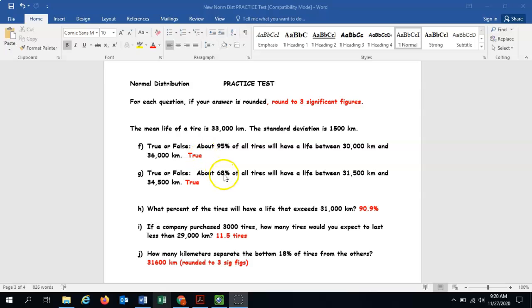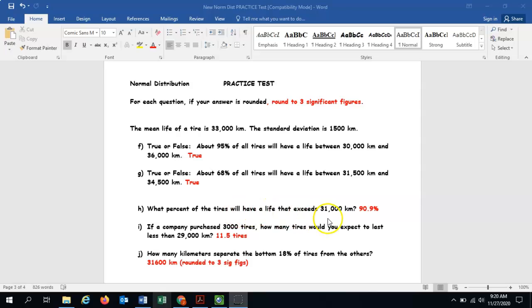So one of the rules was that 95% would be within 2 standard deviations of the mean. So that is true. Similar issue going on here. 68% would be within 1 standard deviation of the mean. So this is 1 standard deviation below. This is 1 standard deviation above the mean. So overall, we are looking at 68% within 1 standard deviation of the mean.